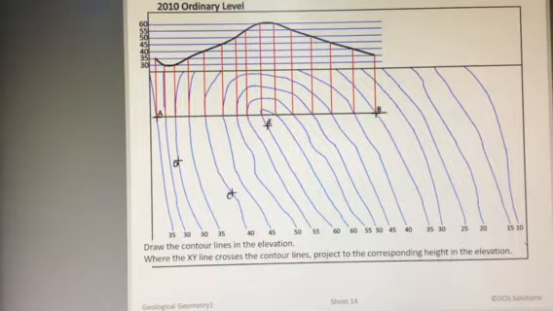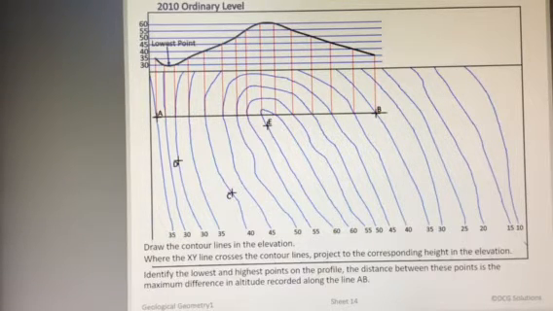Determine and indicate in metres the maximum difference in altitude recorded along the line AB. So the maximum difference in altitude. This is the difference between the lowest point and the highest point. So you need to identify the lowest point, which is there, and the highest point, which is there. Draw a line down and draw a line over. Then you're going to measure that distance. So that's 32 metres. So 32 metres, the answer there, is the maximum difference in altitude.